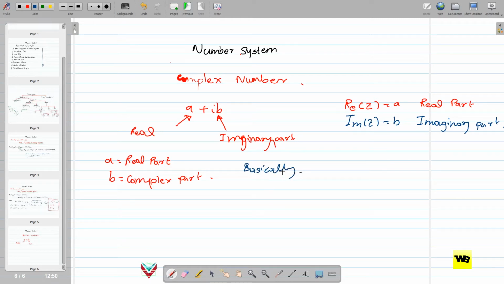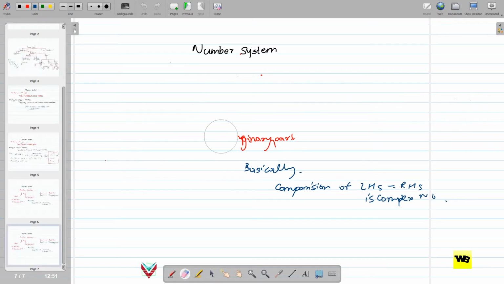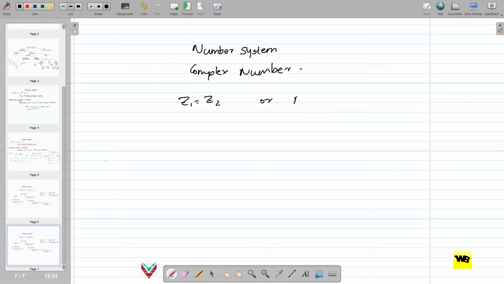Basically, for complex numbers we compare the left hand side and right hand side. Let's see one example. Z1 equals Z2 or not equal. Z1 equals A1 plus iB1, that is the Z1 value, and Z2 equals A2 plus iB2, that is the Z2 value.